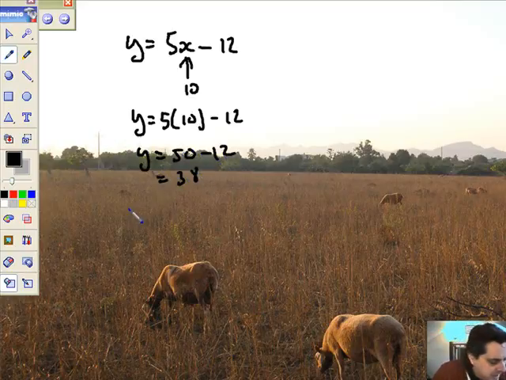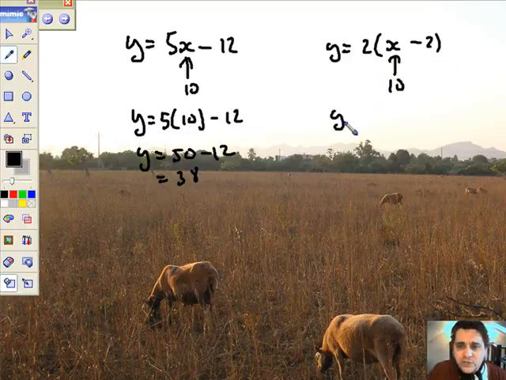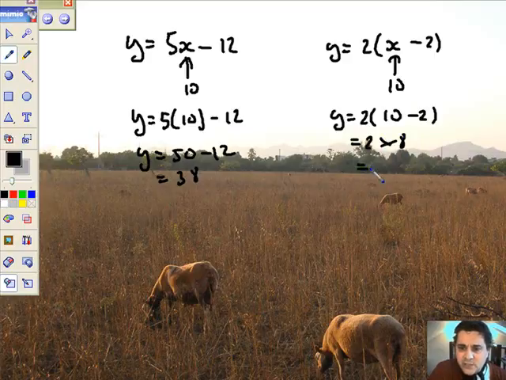So I've done that one, and I'll do h as well. I've got here y equals 2 open bracket x minus 2. Again, the value of x is still 10 for the whole question, so y equals 2 lots of 10 take away 2. Well, 10 take away 2 is 8. 2 8s are 16. I've done it and I've got myself a grade F.